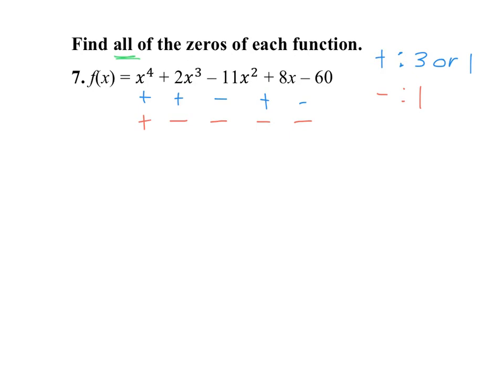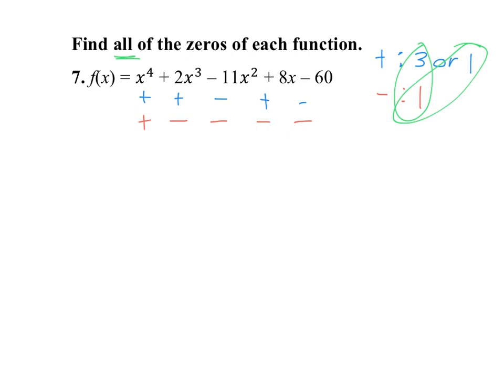The number of imaginaries, there could be 2 or there could be 0, right? If we have 3 and 1, then we wouldn't have any imaginaries. If we have 1 and 1, then we would need 2 imaginaries.